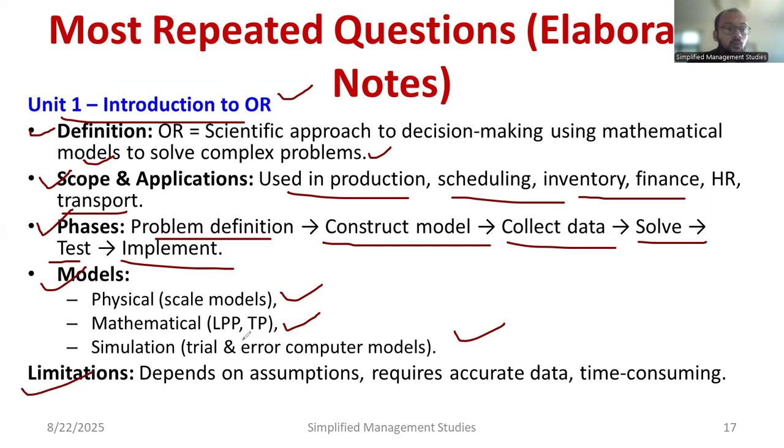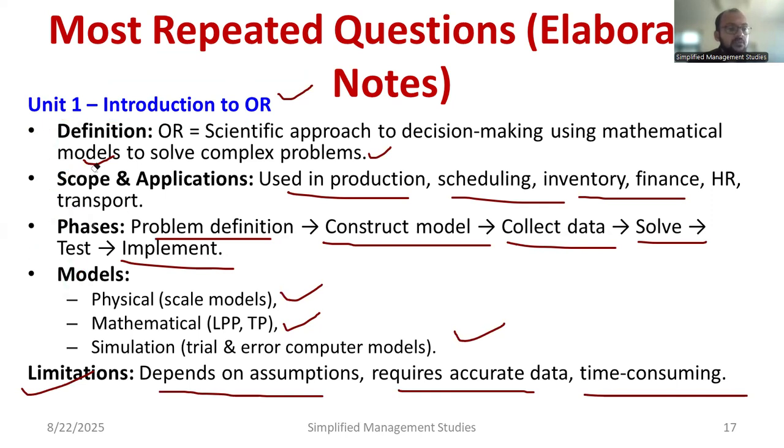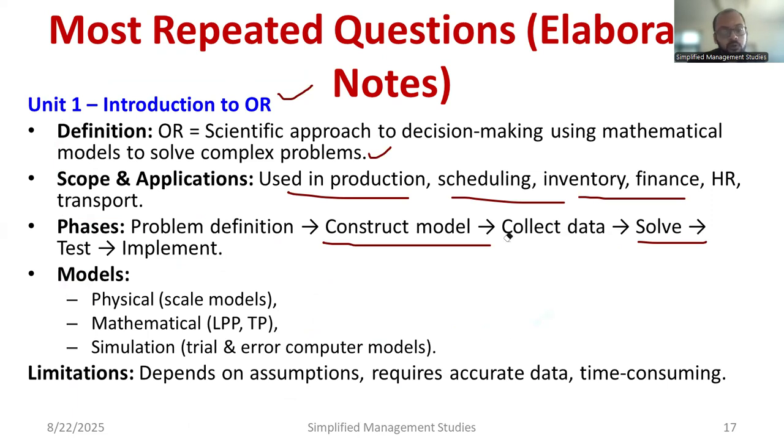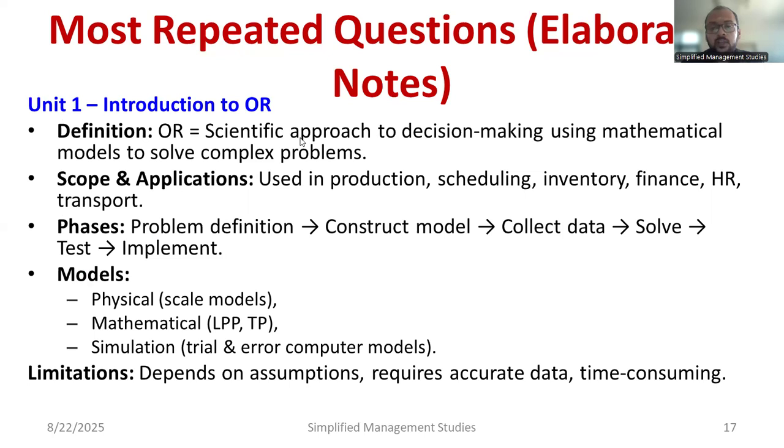What are the drawbacks of operations research? It depends on assumptions. It requires accurate data and is time consuming. Many factors are not included. These are the major drawbacks of operations research. I promise you, one of these questions will be asked in your examination. Write it point-wise, and don't write away from the point. Focus on the points which I already mentioned. Apart from that, you can refer to some textbook if you have enough time.